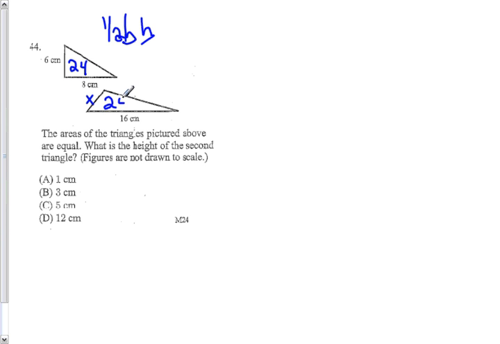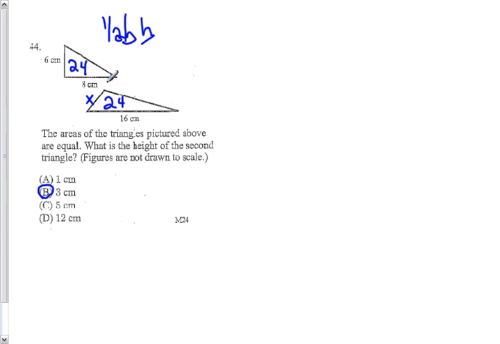Now there's a couple ways we can look at that, and when we did 8 times 6 we got 48, so we could reason, well, 16 times what is 48? Well, we could have done 8 times 6 was 48 and divided it by 16, or we could have set up the equation, we need half of 16 times something to equal 24, and we could have solved it that way. And our answer, of course, is 3 centimeters would be the correct answer, answer B.